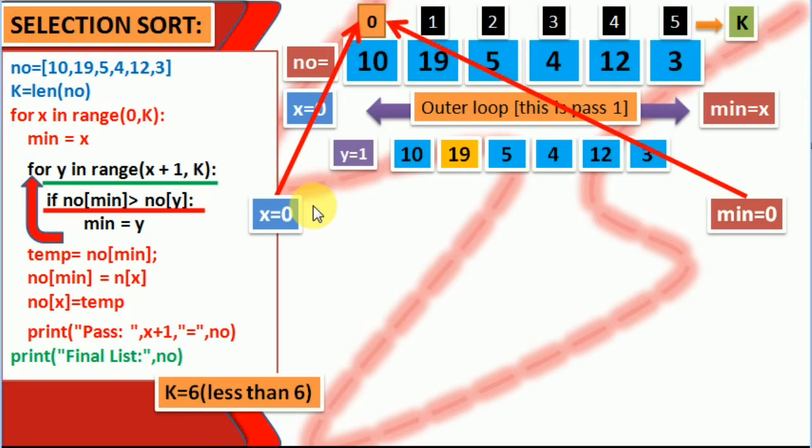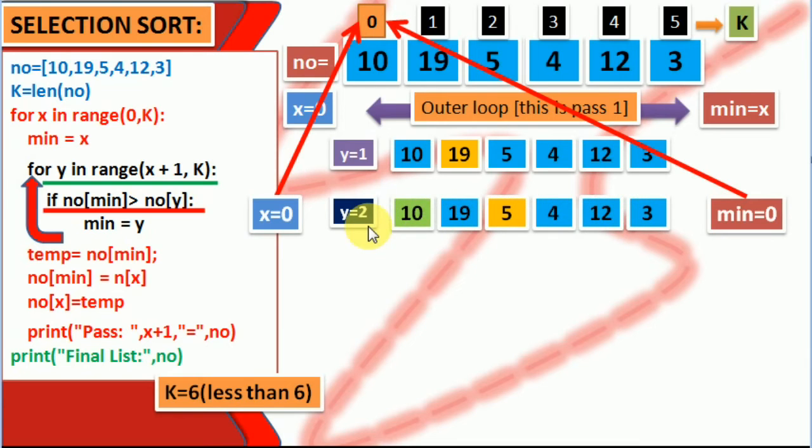So now the loop moves. x is at 0 and min at 0. Now the loop goes up and the value of y changes and it is now 2. So these are the numbers. Min is still sitting at 0, and y is at 2. Why? Because of plus 1, y is now changed from 1 to 2. Now the value is being checked. Is a of min greater than a of y?